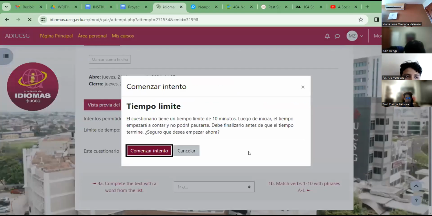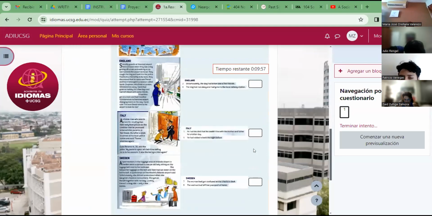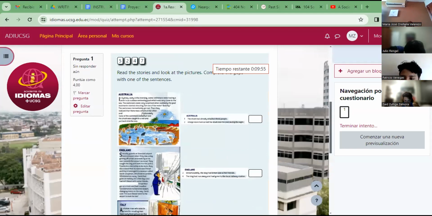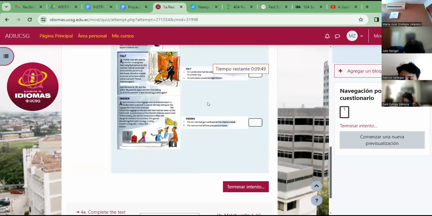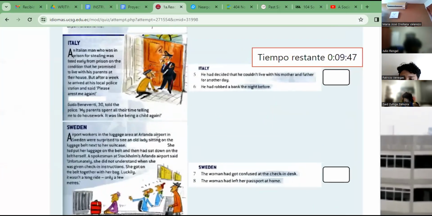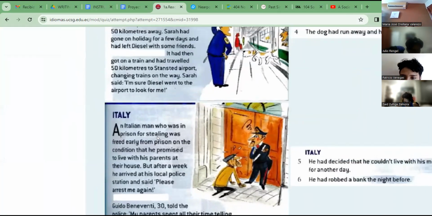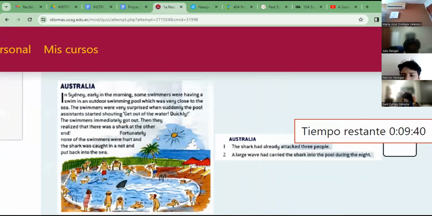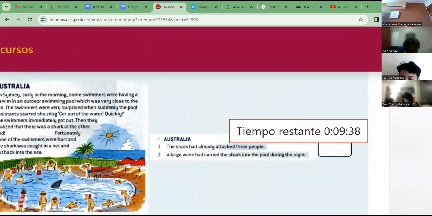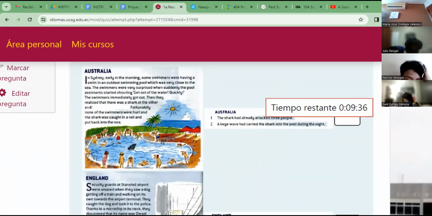You can open in 1 minute. This is very easy, very, very easy. You have to read the stories, look at the pictures, and complete the gap with one of the sentences. And you have to complete the reading. And this is very, very easy. You can open now.